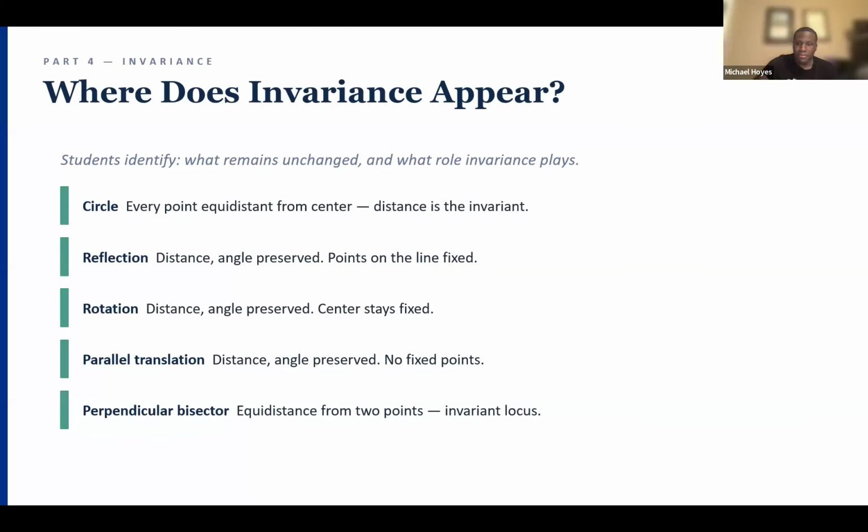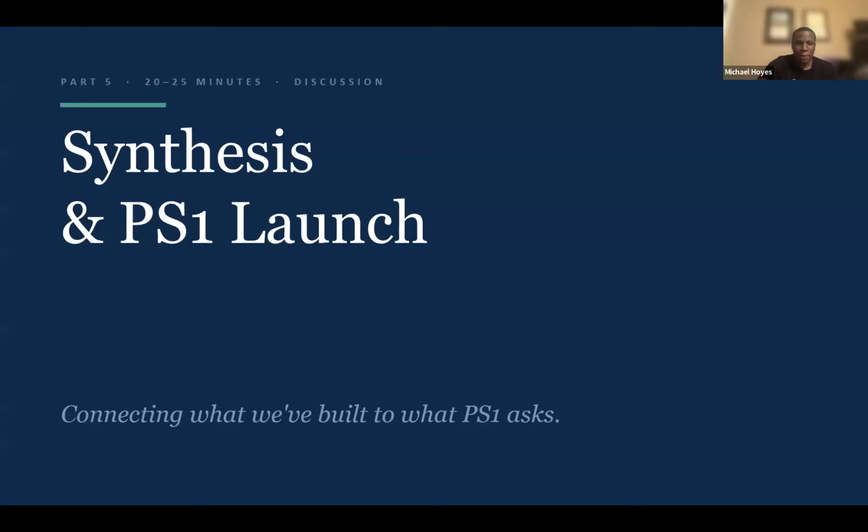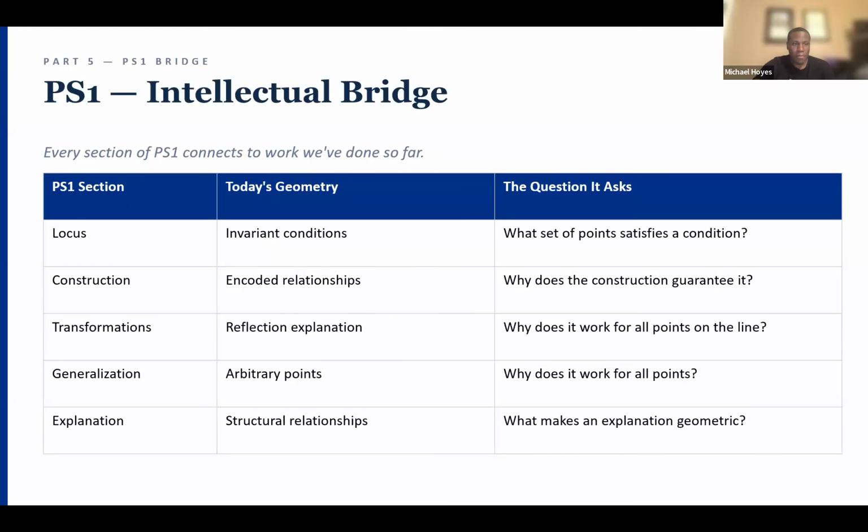Let's see. Oh yeah, synthesis and PS1 launch, speaking to our problem set one. Very briefly, the problem set has sections, and each section is going to speak to things that we've spoken to in class. There's a section that deals with locus, and I'm going to pull it up in a second, and I'll send it to you after class.